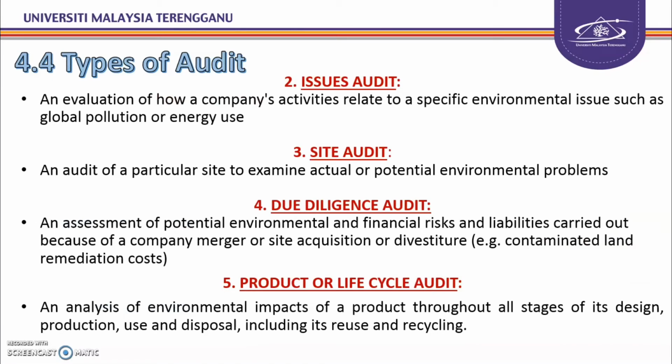Okay, and then number 2, issues audit. It is an evaluation of how a company's activities relate to a specific environmental issue, such as global pollution or energy use. An issue audit normally caters for a general issue, such as energy use and global pollution. Then number 3 is a site audit. If you want to particularly examine a site, you may conduct this site audit, because this is an audit of a particular site to examine actual or potential environmental problems.